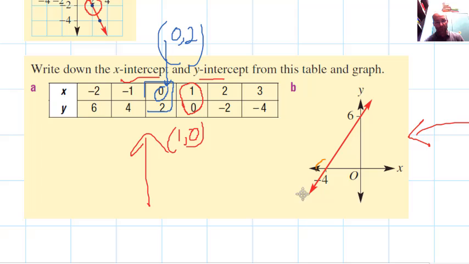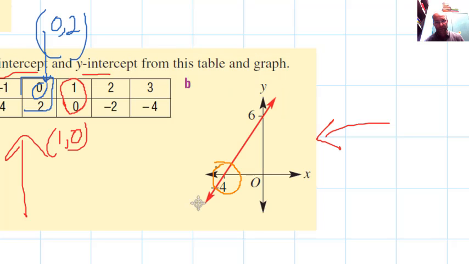On a graph, we've got to look at the point where it cuts. That cuts the x-axis there. That point is called -4, 0. So that's the X-intercept. The Y-intercept is there, and that point is called 0, 6.